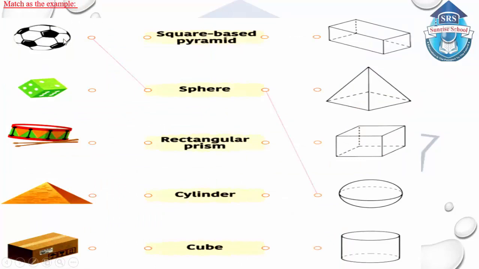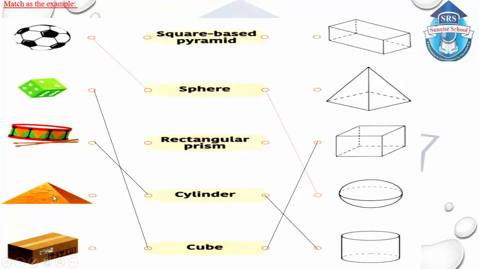Match the examples here. Sphere, a ball as a sphere, as the figure of the 3D shape that you have learned. Cube, a dice as a cube, and where's the cube? Yes, excellent. Drums as a cylinder, and where is the cylinder? Great, that's a cylinder, so we'll match it.